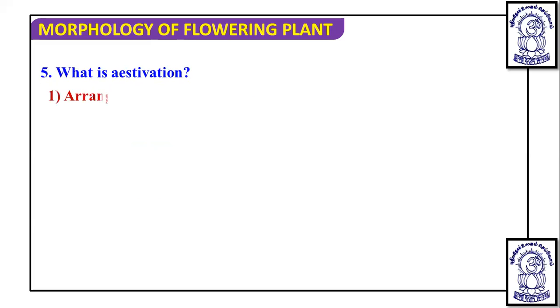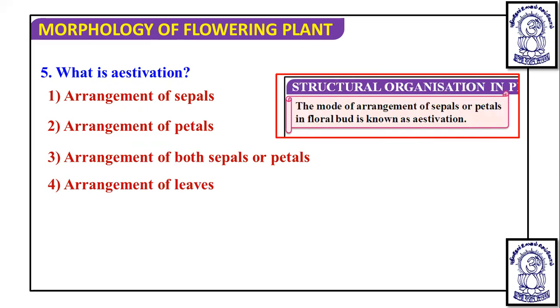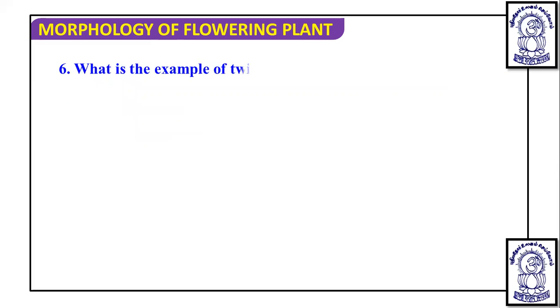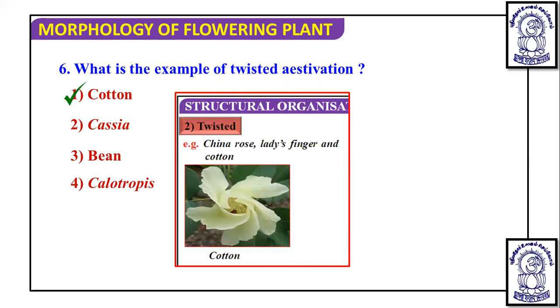What is estivation? Arrangement of sepals or petals. So it is the arrangement of sepals or petals that is known as estivation. So the third option is going to be the answer. What is the example of twisted estivation? Then we have seen that the examples of twisted estivation are cotton, lady's finger, and China rose. So cotton is going to be the answer.